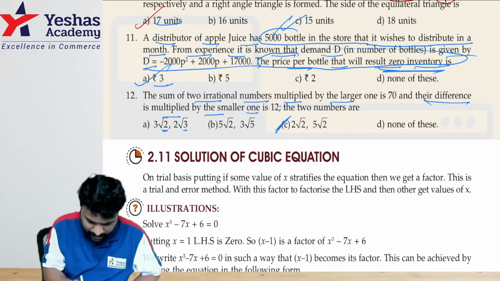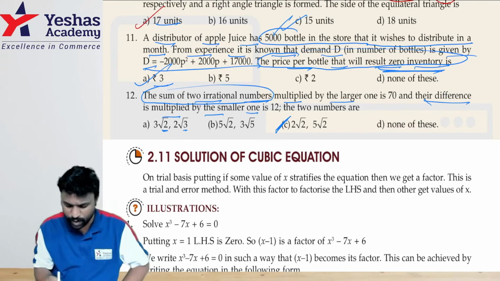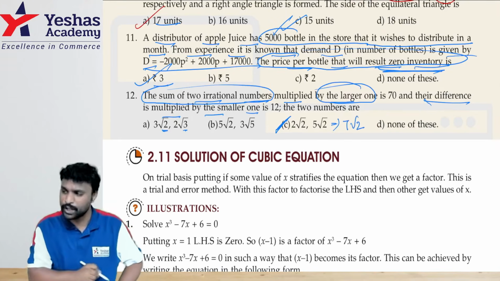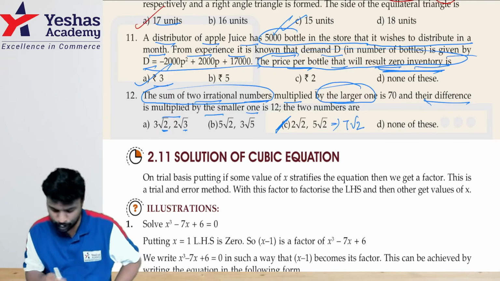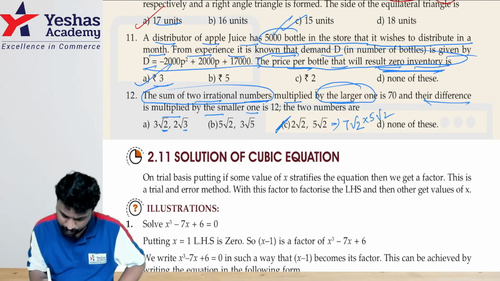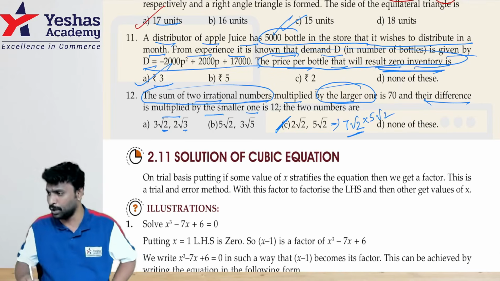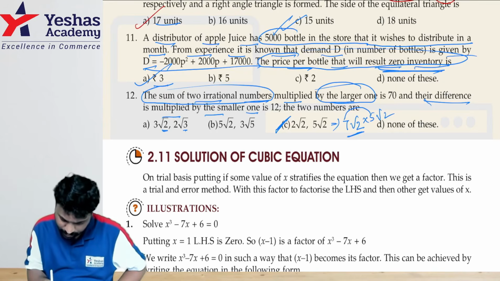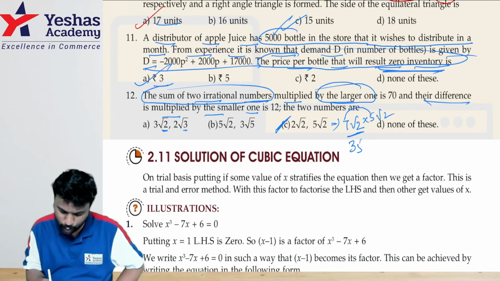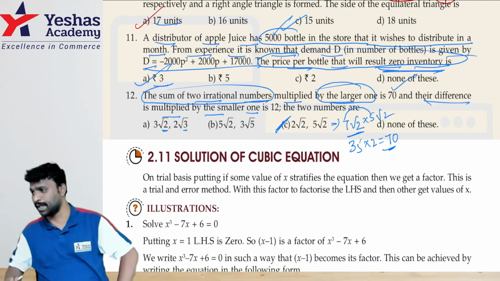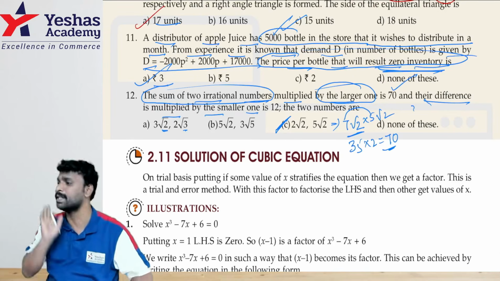Now they've said what? The sum of the two irrational numbers. What is the sum of these two irrational numbers? 2 root 2 plus 5 root 2 is 7 root 2 multiplied by the larger one. Which one is the larger one among 2 root 2 and 5 root 2? It is 5 root 2. So we first take the sum of those two numbers and then multiply with the larger number, that is 5 root 2. That fetches you how much? 7 5s are 35. Root 2 into root 2 is 2. So 35 into 2 is 70. What have they given? It is equal to 70 only. Therefore, the first condition is satisfied.